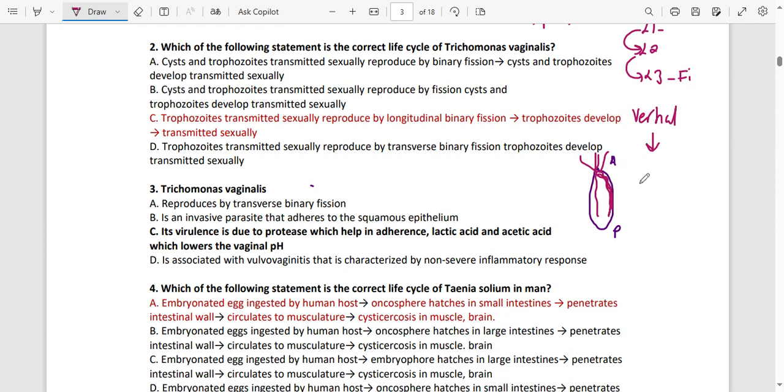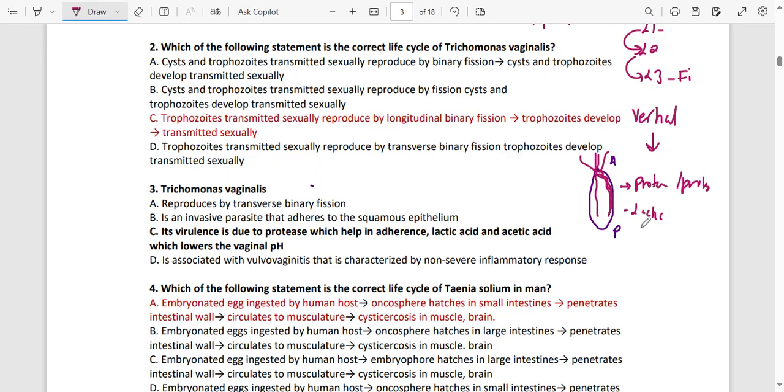What are the virulence factors? It's going to have the protein ligand or protease. And the aim of this, protease, you can think of a protein, right, from the word protease. But not normally as you know it, protease breaking down proteins. The protease here is going to be used for adherence to surfaces. Besides that, another virulence factor that this guy has is lactic acid or acetic acid, and those are there to be able to lower vaginal pH.